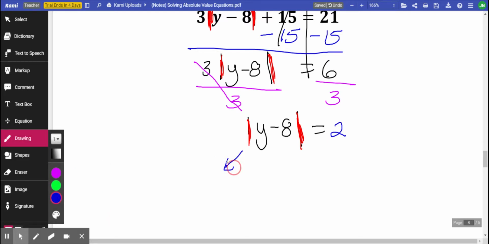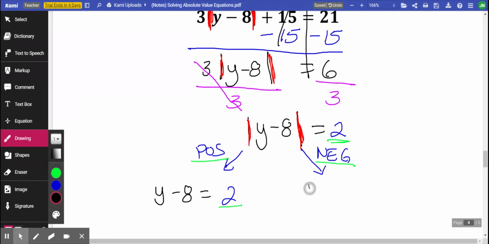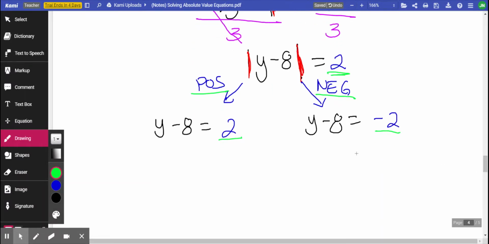So let's break it up into the positive version and the negative version of the absolute value of y minus 8. So let's leave everything inside the equation by itself. So y minus 8, we're going to set that equal to the positive version of 2, right? So this is what I'm leaving alone. And again, I'm messing with the outside. I'm not messing with the inside whatsoever. So now the next equation will say y minus 8 is going to be equal to the negative version of 2, or negative 2. Again, messing with the outside number, which is a 2, not messing with the equation at all.